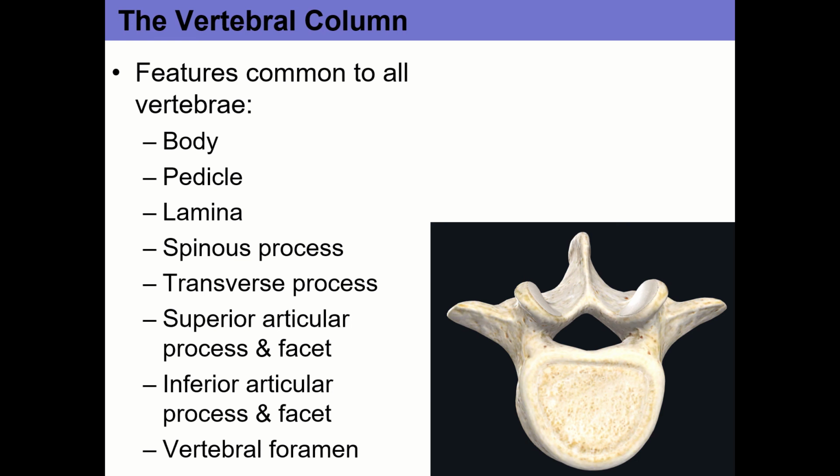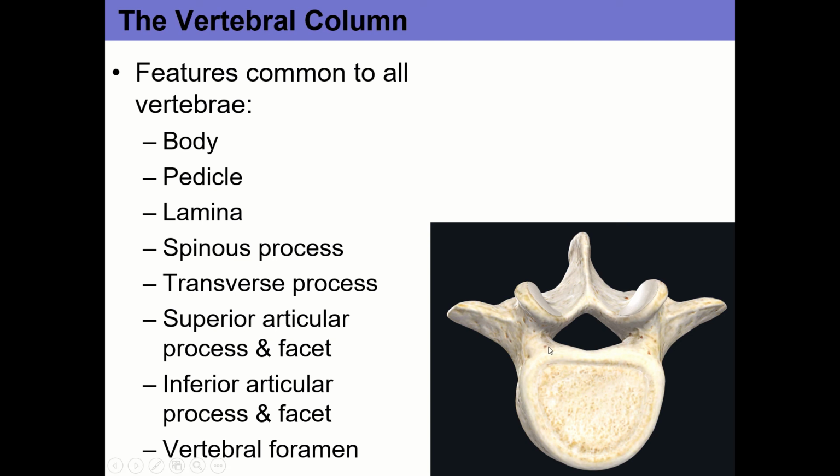In terms of the features that they all have in common, the first is that they have a body. In terms of orienting yourself, down here is the anterior aspect of the vertebra, so it's closer to your front. And this is the posterior aspect, closer to your back. The body of the vertebra is all of this, and your intervertebral discs sit on top of that body, which is why you've got so much space there. One of the things that separates lumbar vertebrae from the other two sections is they have the largest bodies because they have to bear the most weight. So the lumbar vertebrae have really big bodies.